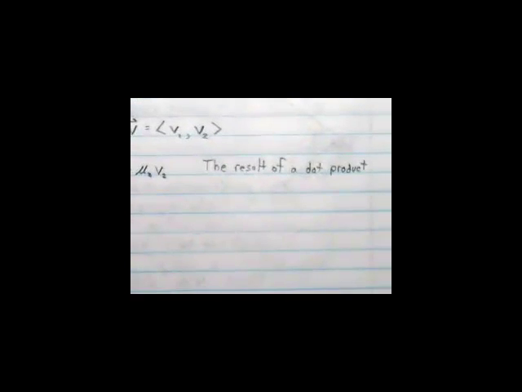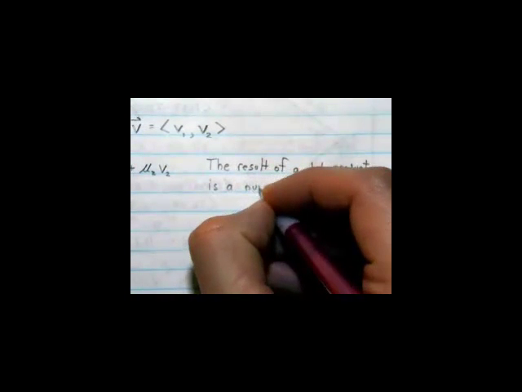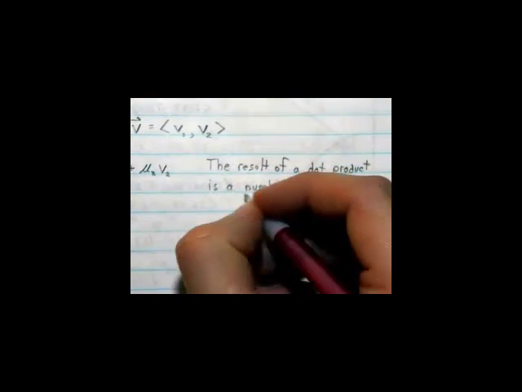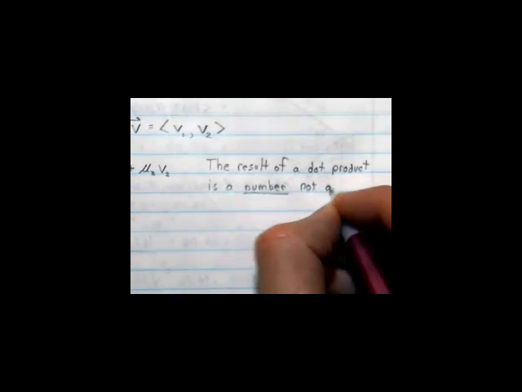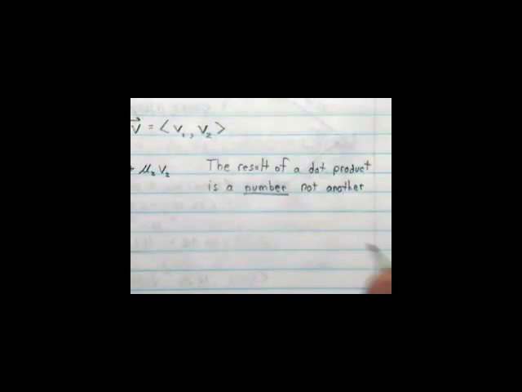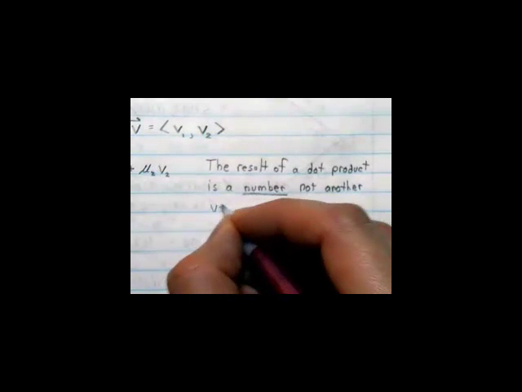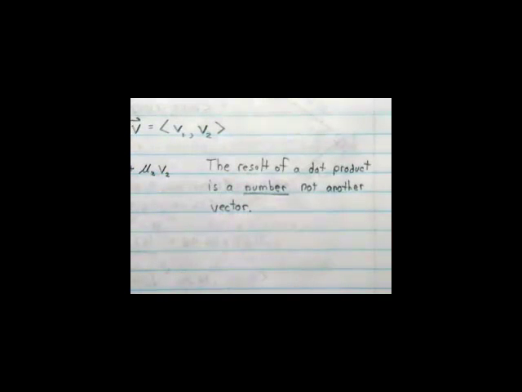Okay, so unlike all the other operations we've done so far, the result of a dot product is a number, not just another vector.